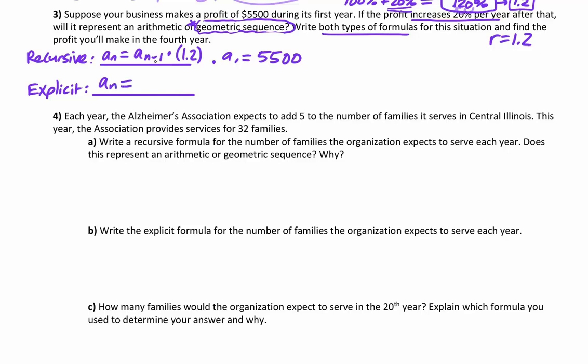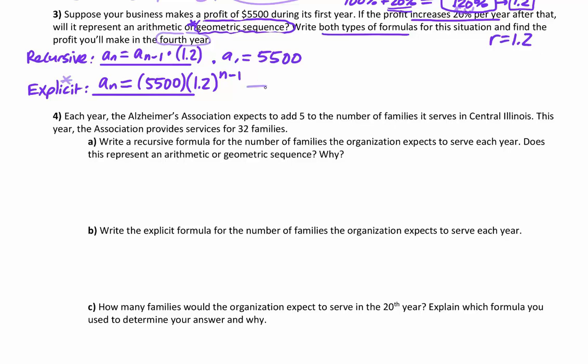But for this, I need to know the initial value. The initial value that I'm starting at is the $5,500. I also need to multiply by that 1.2 amount. But what connects to the 1.2 here is the fact that I will be doing that over and over and over again. So I have n minus 1 as an exponent. Now we get to figure out how much we will make in the fourth year by using this explicit formula.